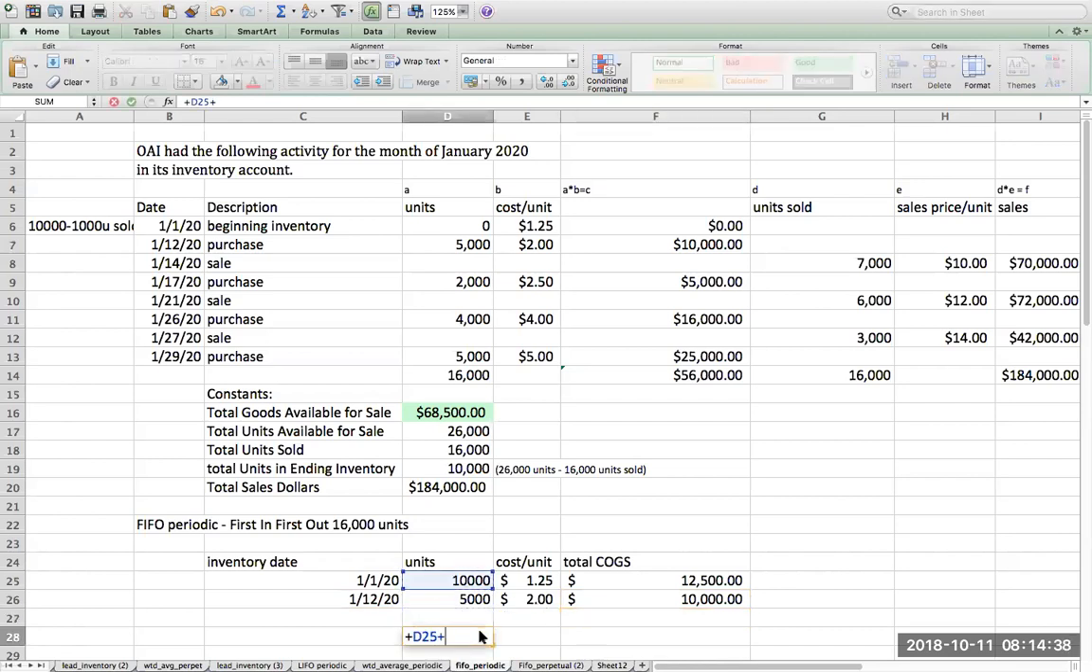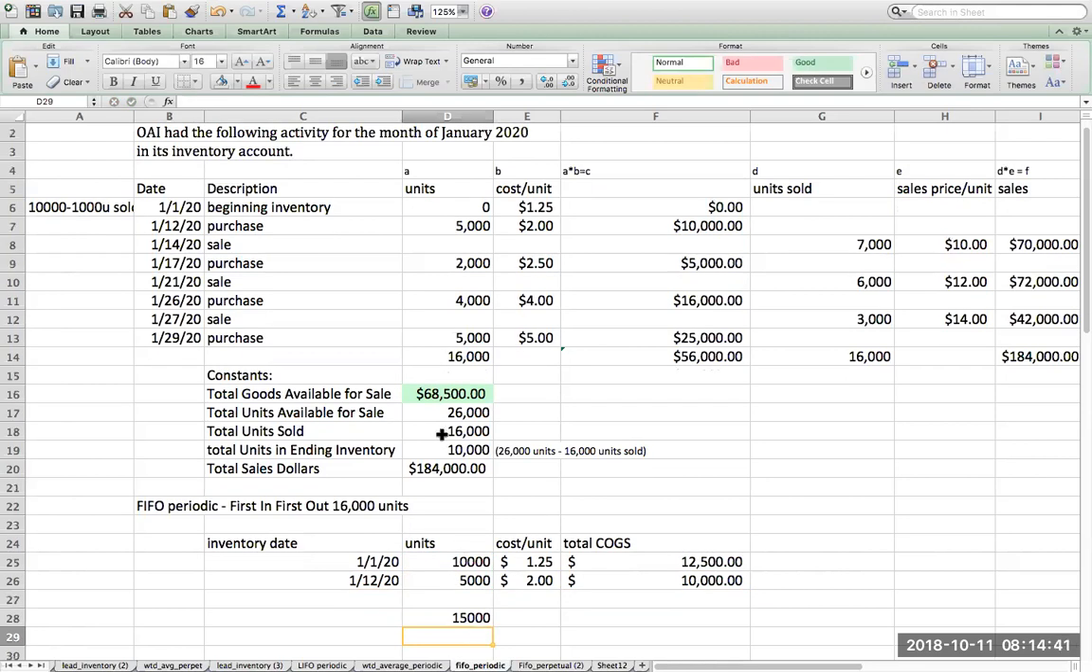Notice here, I need to get to 16,000 units. I'm right now at 15, so I'm getting kind of close. So here, this was 5,000 units minus 5,000. So I need to remove this from my inventory. Now, how many more units do I need? I sold 16,000 units, and I'm at 15. So to get to this 16, I need another 1,000 units.